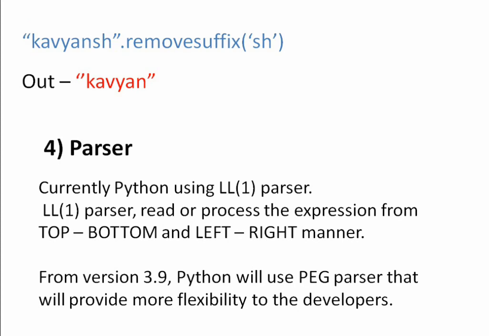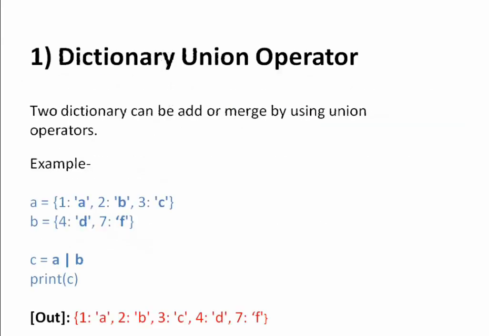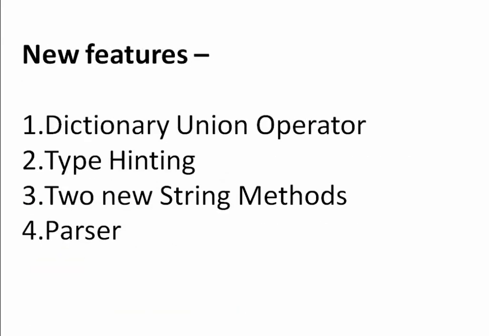So these are the new features of Python 3.9. What is 3.9? It is nothing but the collection of all the features that the previous versions, 3.7 and 3.8, hold, and additionally it has these four features. So this is all about Python 3.9.